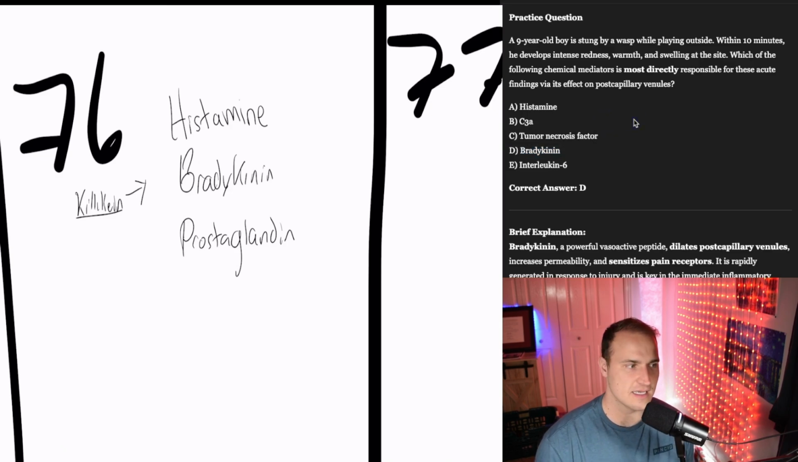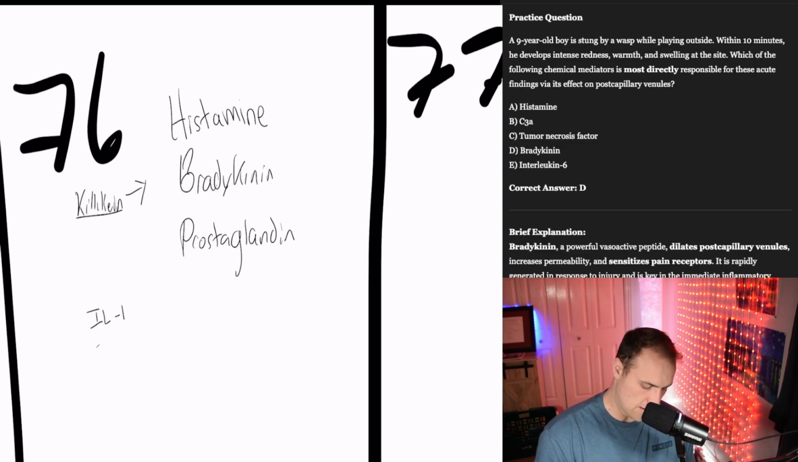Now, some other answers that they could give you, there are plenty of them. Let's just list a couple of them. We'll start out with interleukin 1. So interleukin 1 is a cytokine that's involved in later inflammation. The triggers for that one would be like fever, adhesion molecules, not rapid vasodilation. So that's more of a fever thing.